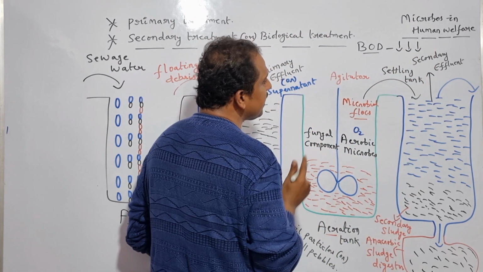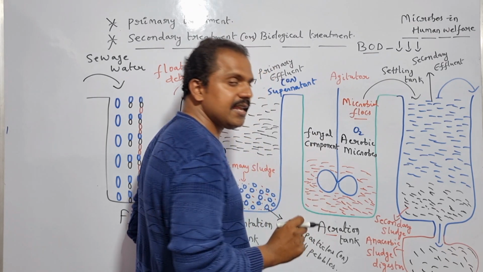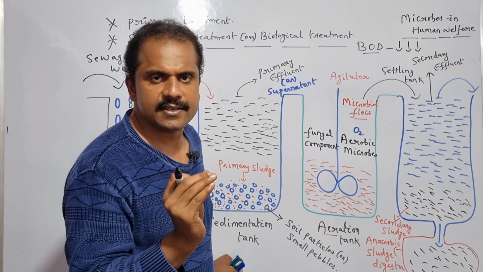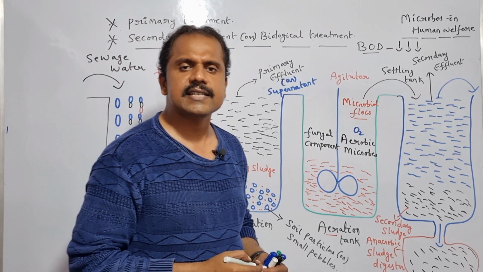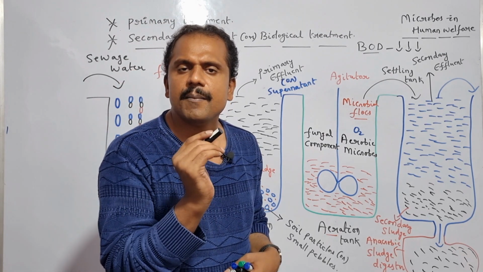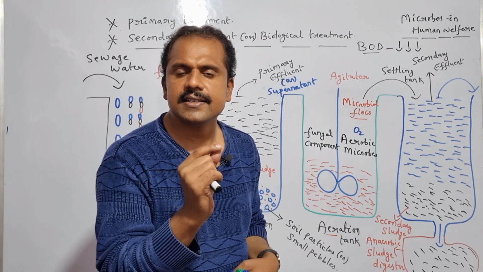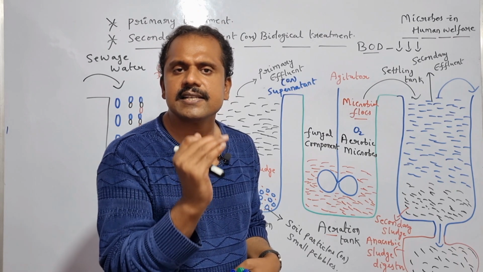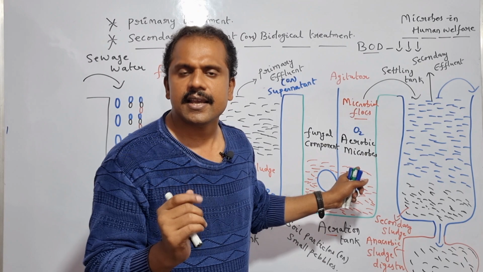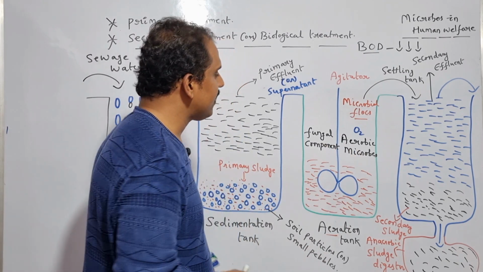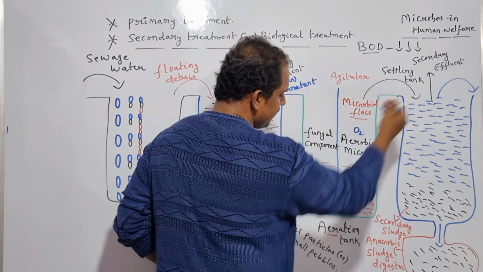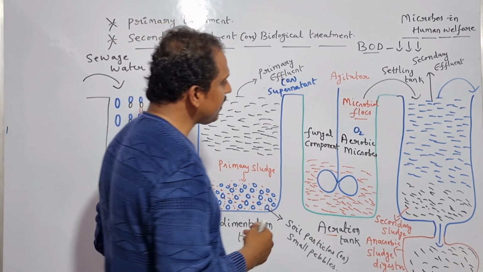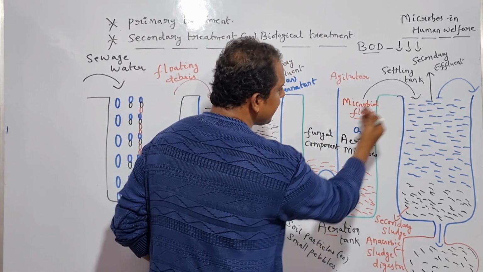So why do the BOD levels generally decrease here? Because in the aeration tank, in the presence of microbial flocks, the organic matter oxidizes. Once the organic matter successfully oxidizes in the aeration tank by taking advantage of microbial flocks, the BOD levels decrease. Once the BOD levels successfully reduce in the aeration tank, the sewage water successfully transfers from the aeration tank into the settling tank. Is it clear?